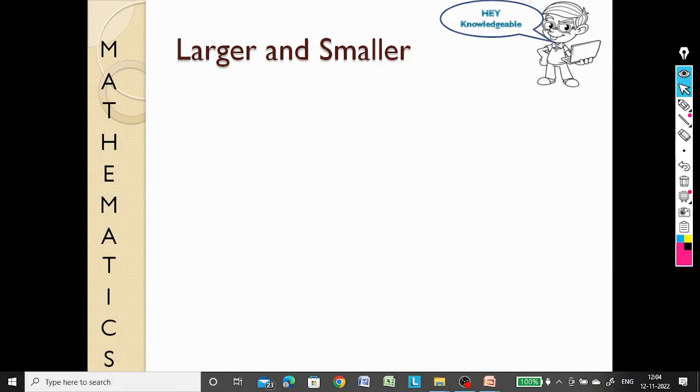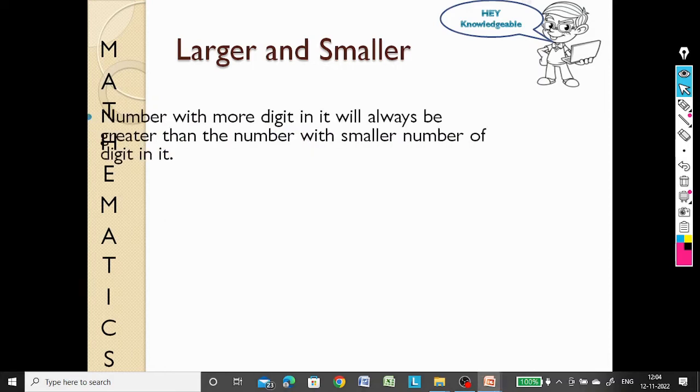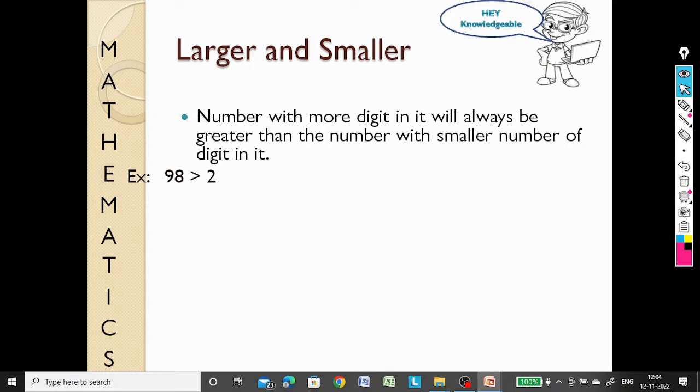So let's go to larger and smaller. How will you know which one is the larger number and which one is the smaller number? There are a few rules, right? A number with more digits in it will always be greater than a number with a smaller number of digits in it. Just now we have talked about this one, right? So if you see here, this is 98. How many digits are there? Two. And the number 2 has only one digit.